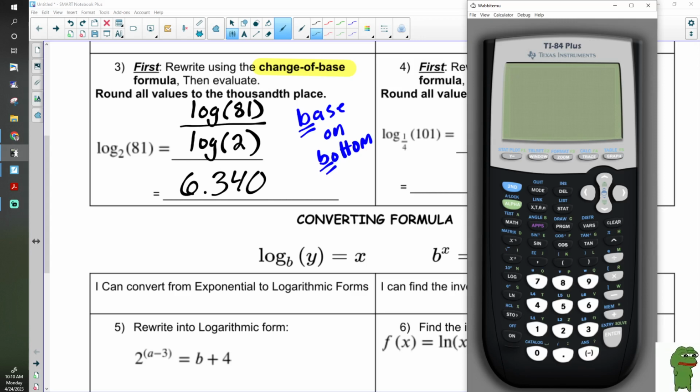Three, 9, and then what number? And what does the 8 do? Bumps it up. That's how you round.